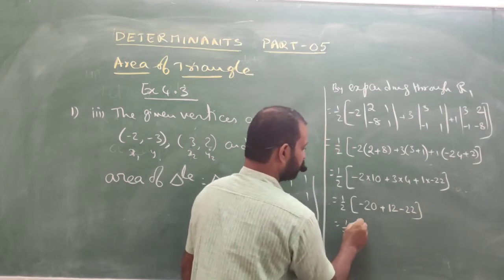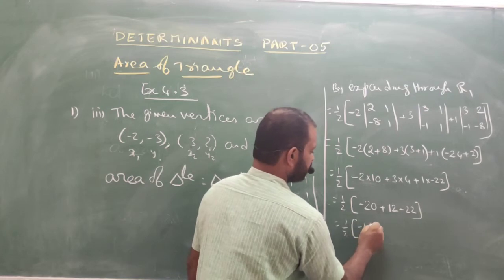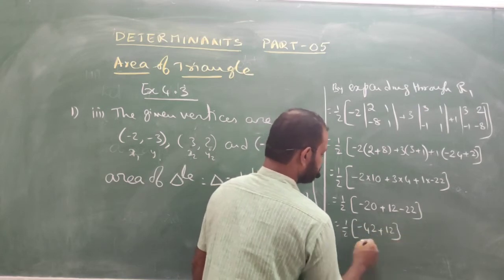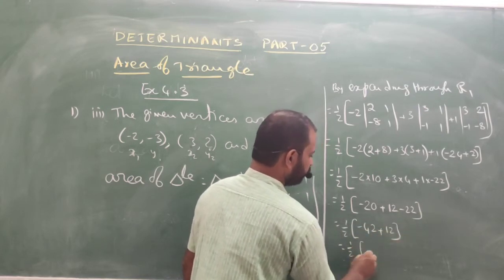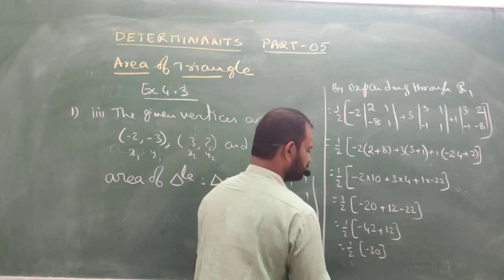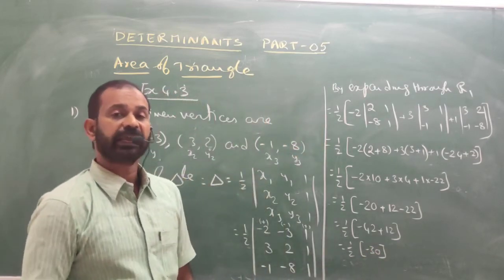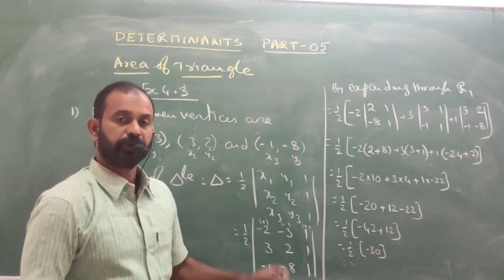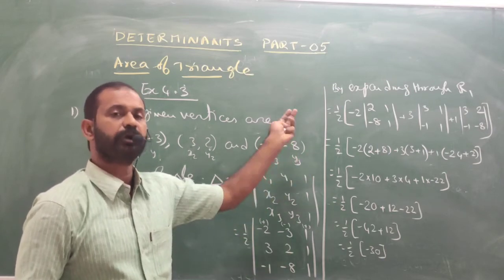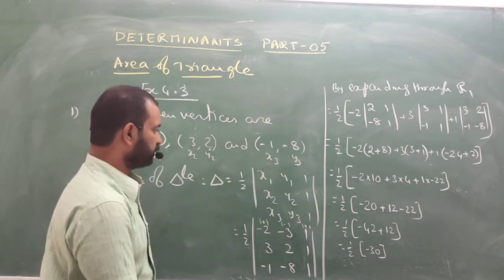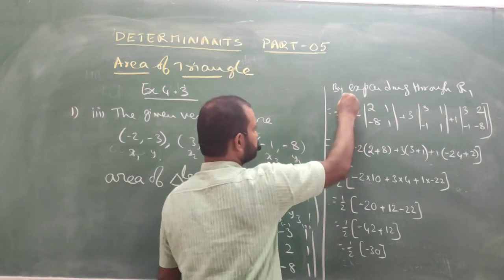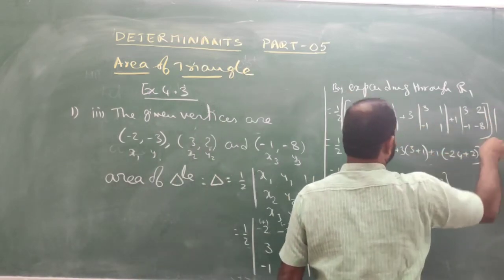That is equal to half. This is -42 plus 12. This is equal to half -30. But the area cannot be negative. It should be always positive. That means you have to consider absolute value. So for that, what we do? Just we will put modulus of this.